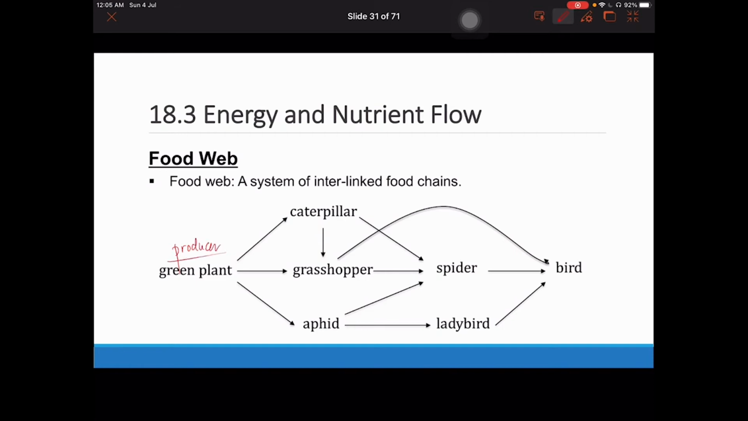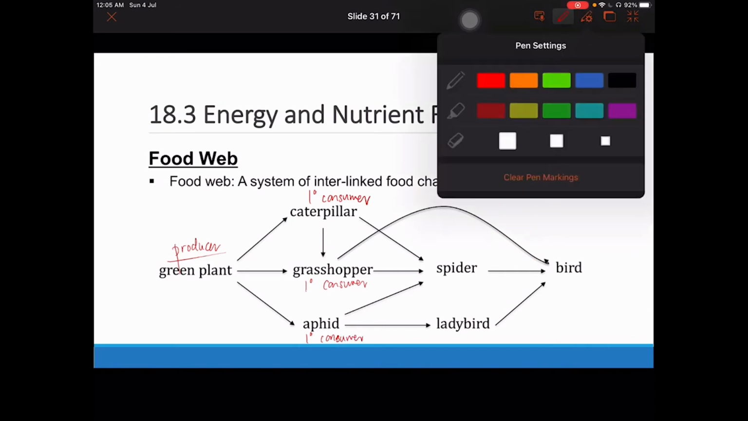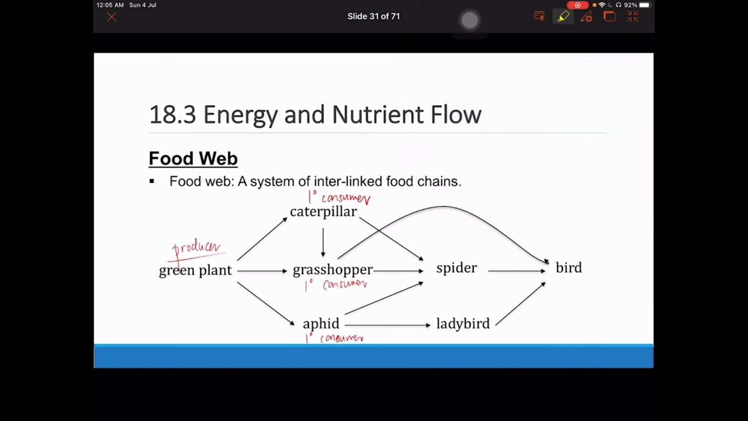But this one producer is being fed on by different types of primary consumer within the first trophic level. So all these, the caterpillar, the grasshopper, as well as the aphids over here, are known as the primary consumer of their own food chain. So when you try to study the food web, it's good to just focus on a food chain by itself. So this is one of the possible food chains. This is another possible food chain. But of course, it's interlinked, in the sense that some of the organisms actually are food for the other organisms in the other food chain.